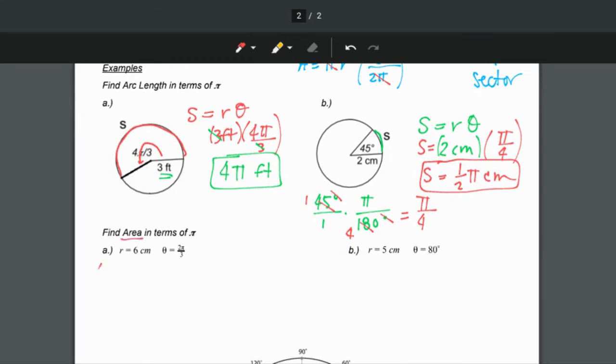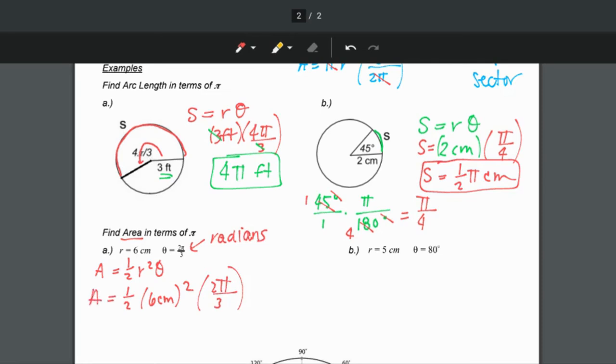That's where we want to use this formula, area equals 1/2 r squared theta. So hopefully they give you all of the information that you need. And in this case, they give us our radius, which is 6 centimeters. And they give us our angle measure in radians. Notice that there's no degree symbol, so this is in radians. And so 2 pi over 3 gets substituted there.